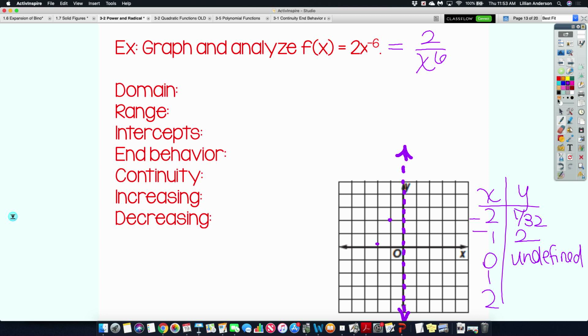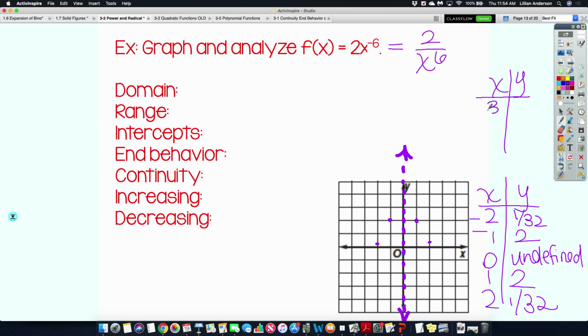What do I get when I plug in 1? 2. And if I plug in 2, I'm going to get 2 over 64, that doesn't give you much to work with, does it? It doesn't. Okay? So just for graphing purposes, so that you guys can see it a little bit better, I'm going to do a few more points.